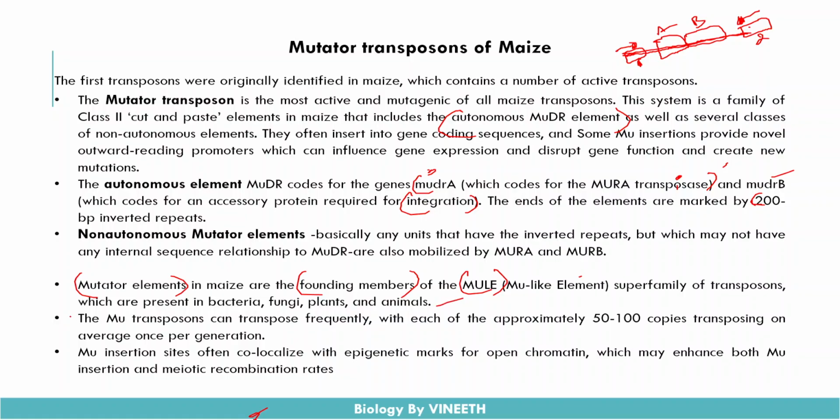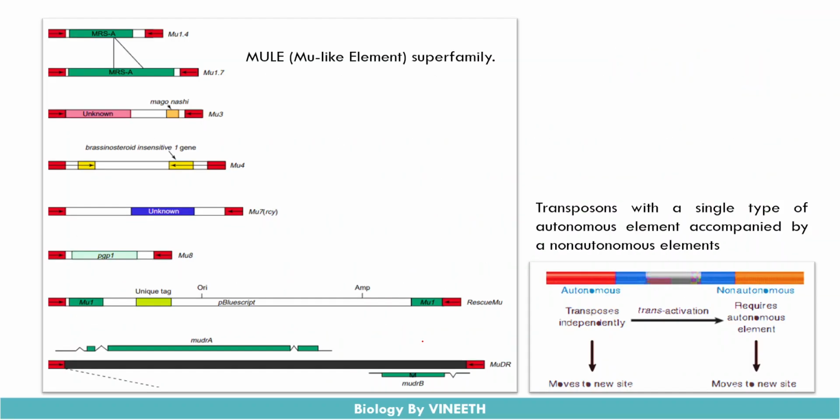These mu elements transpose to different locations, and the frequency of transposition is approximately 50 to 100 copies per generation. And if you want to transfer a mutator transposable element into different locations, that region should be in the open chromatin form.